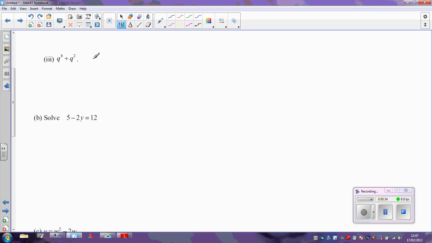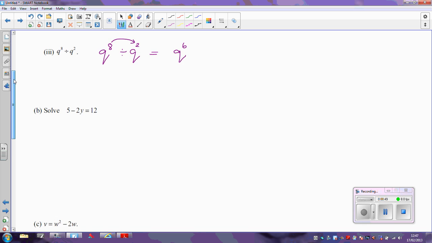Here we're going to use the laws of indices. We know that if we are dividing powers of the same number, and the Q and Q must be the same, then we subtract the powers. So we're going to do 8 take away 2, which comes out as Q to the power 6.